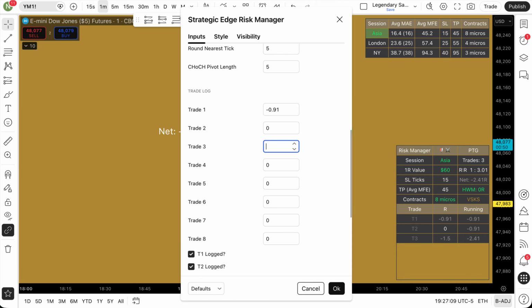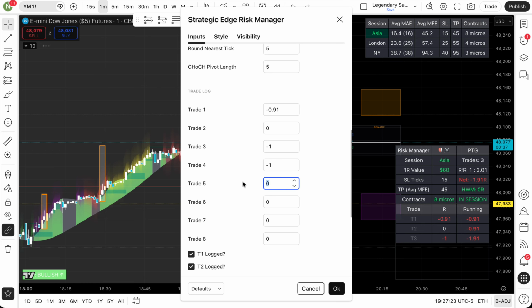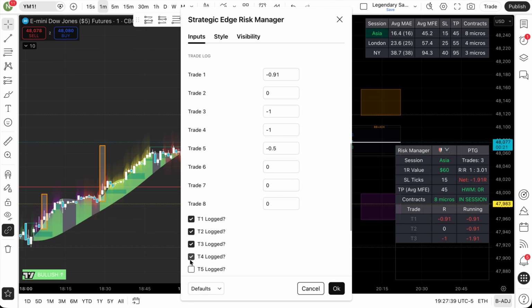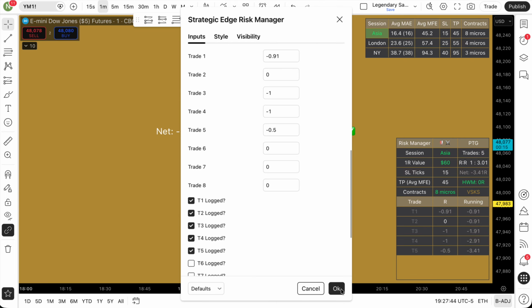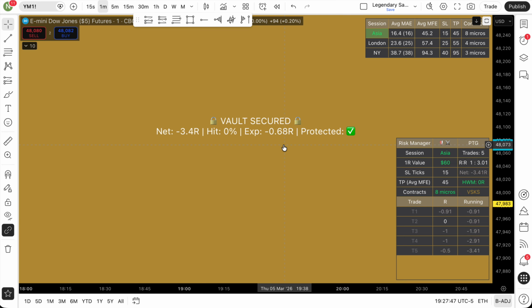But let's go back and say we actually lost one here, and then we lost one here, and then here we were in a little bit of profit. We moved the stop up to trail, and then we still got stopped out again. Well, it's going to be the exact same deal if you hit minus 3R organically through following the rules. We're still going to secure the vault.